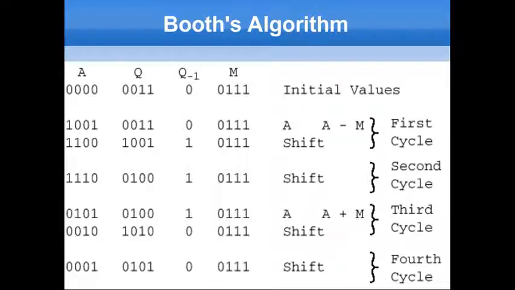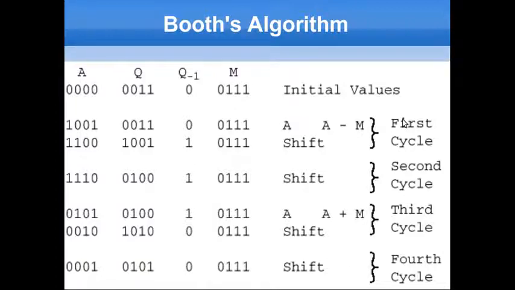Booth's algorithm utilizes variables A, the accumulator, Q, the multiplier, Q minus 1, which is a new addition to the algorithm, and this is where it begins to differ from the algorithm presented for the unsigned binary multiplication tutorial. And following that, we have the multiplicand. We notice that, as before, the multiplicand is a fixed value. However, the variables in A, Q, and Q minus 1 change throughout the application of Booth's algorithm.